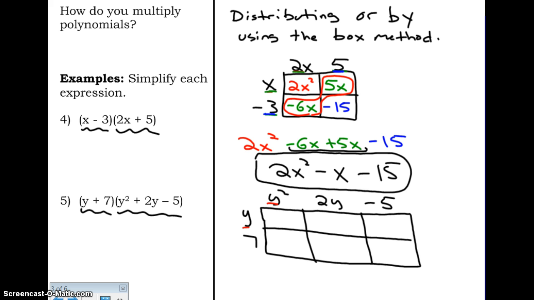Y times y squared is going to be y to the third. Remember when you're multiplying and the bases are the same, the bases are the name for the big part, or the variable here, you add the exponents when you're multiplying. So let that sink in. Then y times 2y is going to be 2y squared, or 2y to the second. And then y times negative 5 is going to be negative 5y.